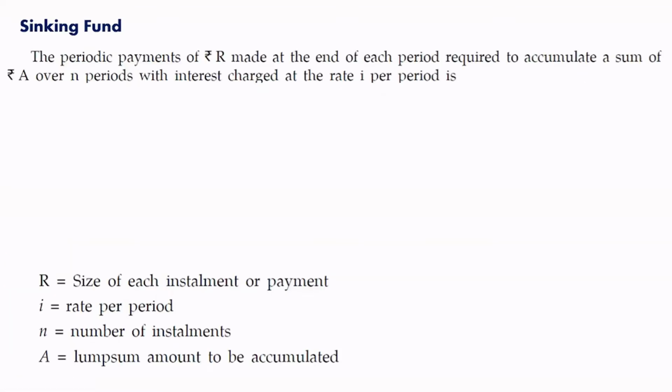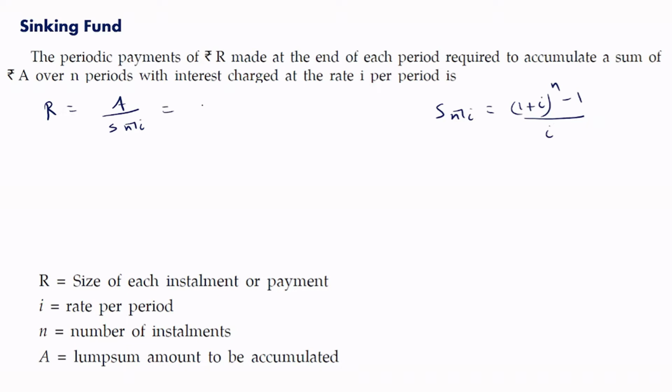Now we will see the formula for the periodic payment R. The periodic payments of rupees R made at the end of each period required to accumulate a sum of rupees A over n periods with interest charged at rate i per period is given by R is equal to A upon S angle n at i rate per period. Now this S angle n at i rate per period is the future value of annuity and it is given by (1 plus i) the whole raised to n minus 1 upon i.